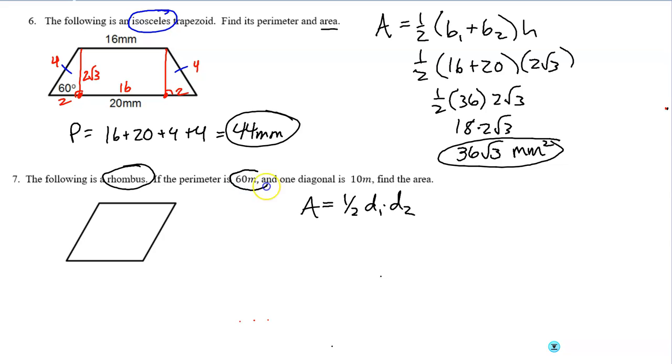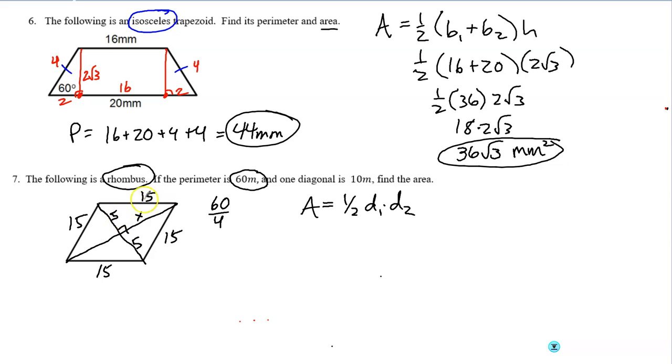So they told me the perimeter is 60. So I'm going to divide that by 4 and get that each side is 15. So that's the first thing that I'm going to mark. One diagonal is 10. So this one I will need to draw both, and I will need to bisect it. So if the whole diagonal is 10, each of those is 5. So to get the area, I'm going to have to solve for this little piece in that right triangle.